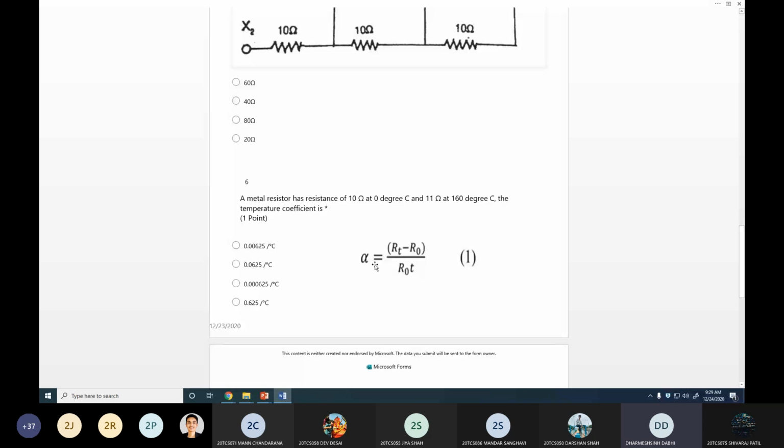Sixth one. All of you calculate. Sir, option C, 0.00065. Option C, yes. It is 0.000625 per Celsius. Okay. Clear, all of you?